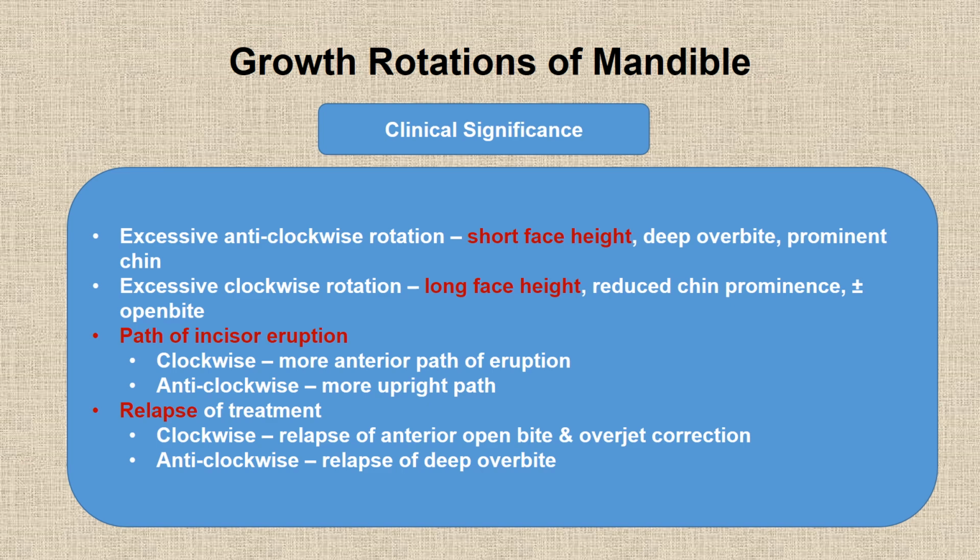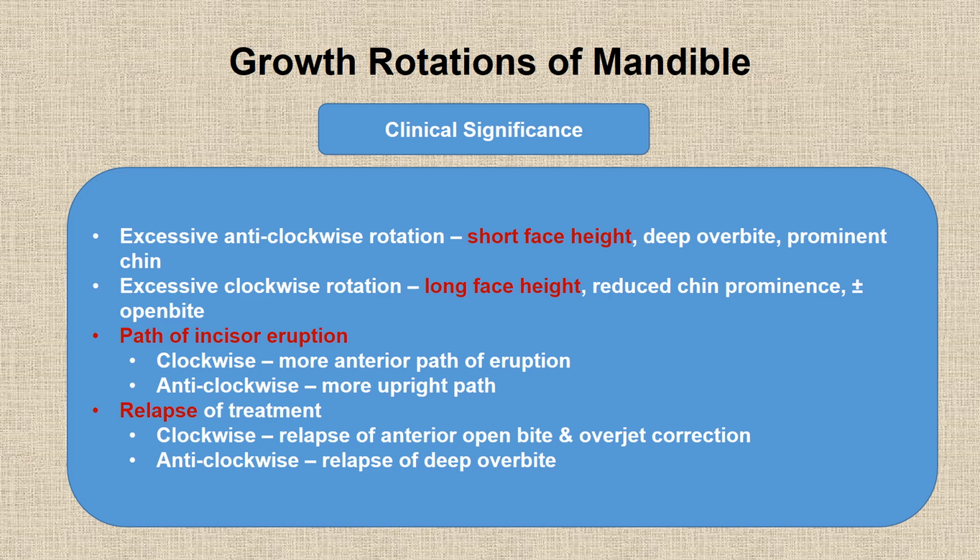Now, the path of incisor eruption is affected as well. In a clockwise rotation, the eruption path is more anterior, whereas in anti-clockwise rotation, the incisors take a more upright path of eruption. Relapse of treatment also depends on the growth rotations.